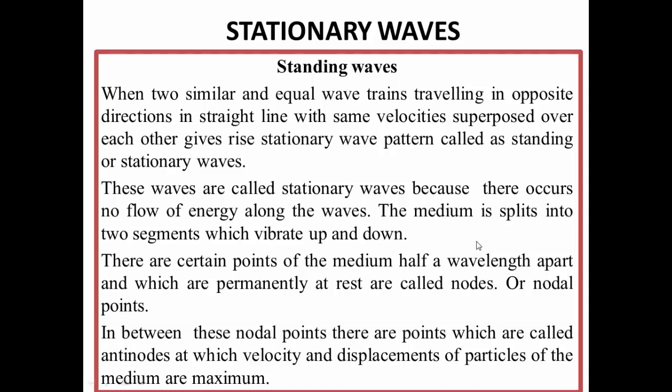The medium is split into two segments which vibrate up and down in the case of stationary waves. There are certain points of the medium, half a wavelength apart, which are permanently at rest, called nodes or nodal points. In between these nodal points there are points called antinodes, at which velocity and displacement of the particles of the medium are maximum.